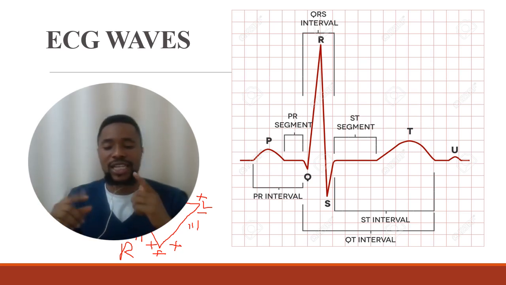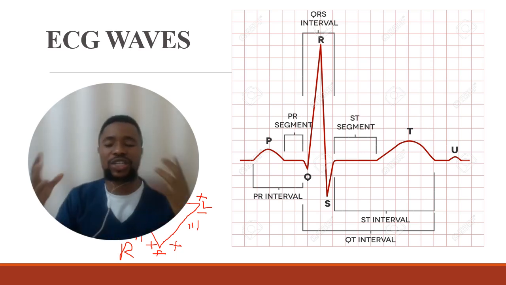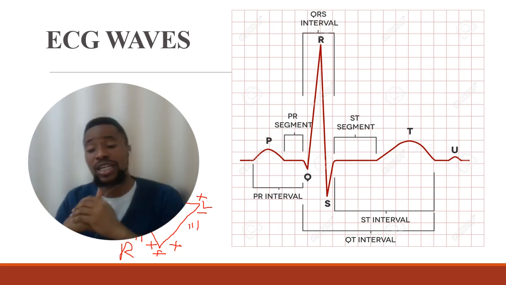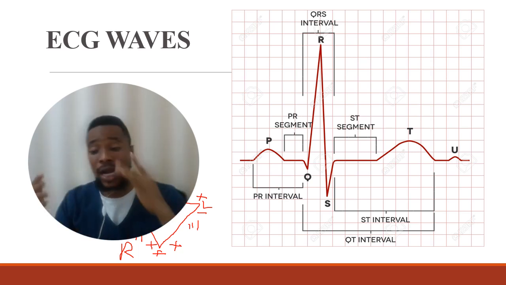Now, if you notice, there's a V in AVR, AVL, AVF, and there's also a V in V1, V2. So the trick I use is that when I see a V, I know they are unipolar. When I don't see a V in the leads, I know they are bipolar.